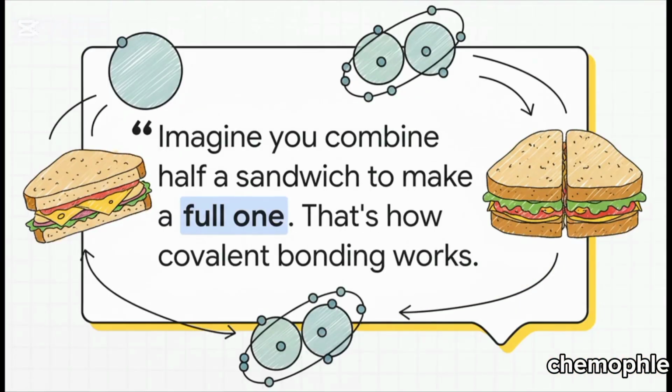I absolutely love this analogy. Instead of one friend just taking the other's sandwich, they decide to put their halves together to make one whole sandwich that they can both share. That is exactly what two non-metal atoms do with their electrons. They pool them together so that both atoms get to feel like they have a complete set.